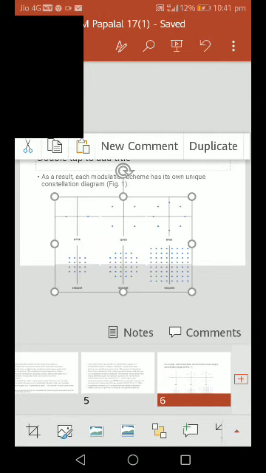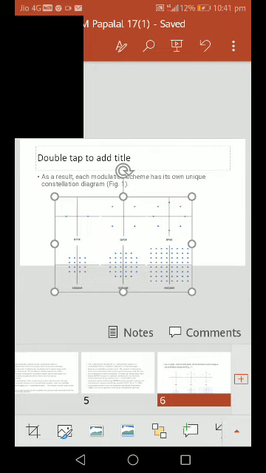Here we can see the result of each modulation scheme as shown in its unique constellation diagram. This is BPSK. First is BPSK, next QPSK, next 8-PSK. This is 16-QAM, and this one is 32-QAM and 64-QAM.